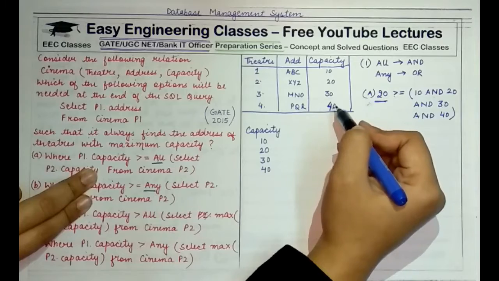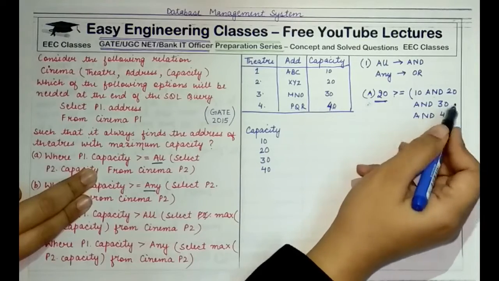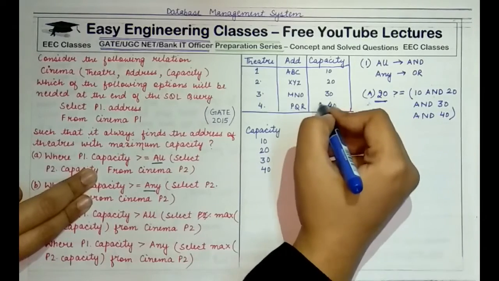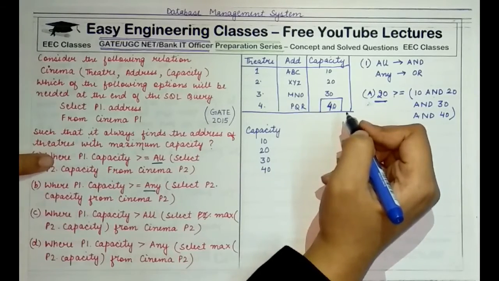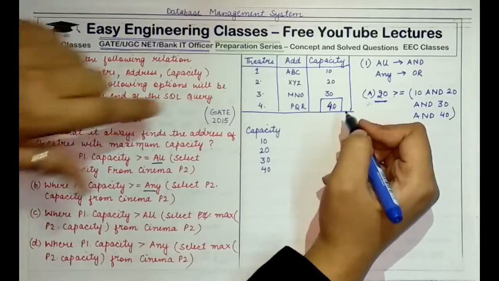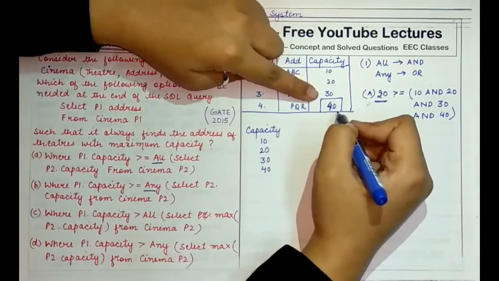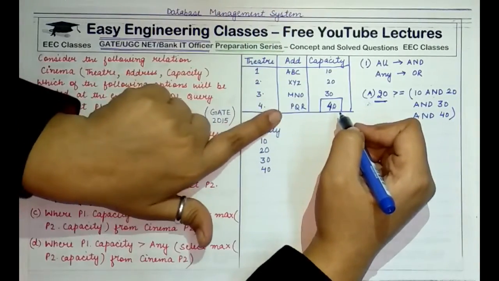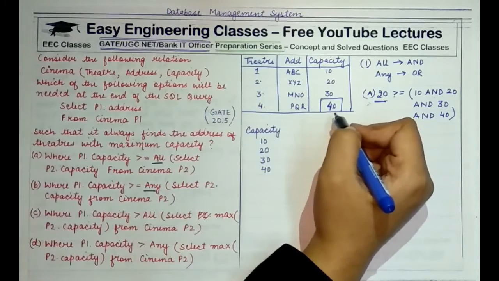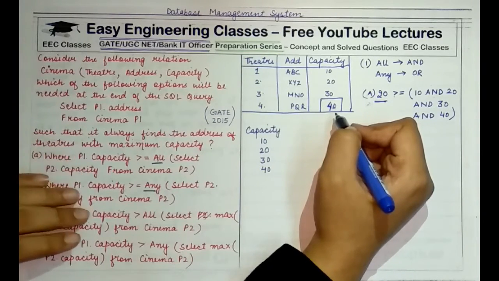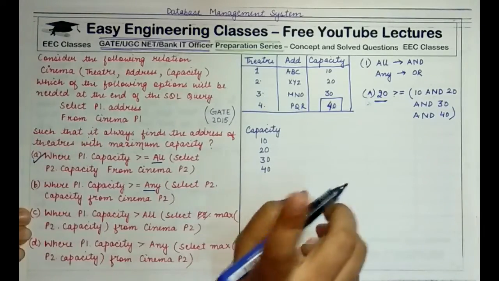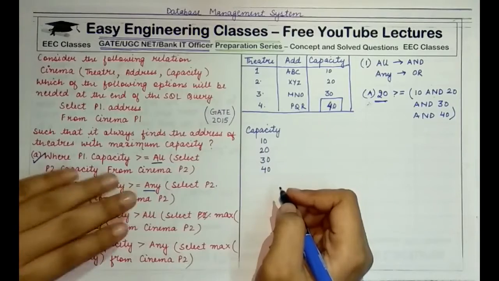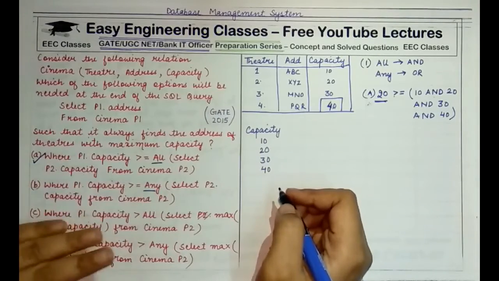Since the value 40 is satisfying all these conditions, this would be chosen in the result of the outer query, and the address of the theater corresponding to 40 capacity would be chosen. And since 40 is the highest capacity, the answer in this case would be correct. So we can safely choose this as the answer. But to explain the correct usage of ANY, let's proceed further.